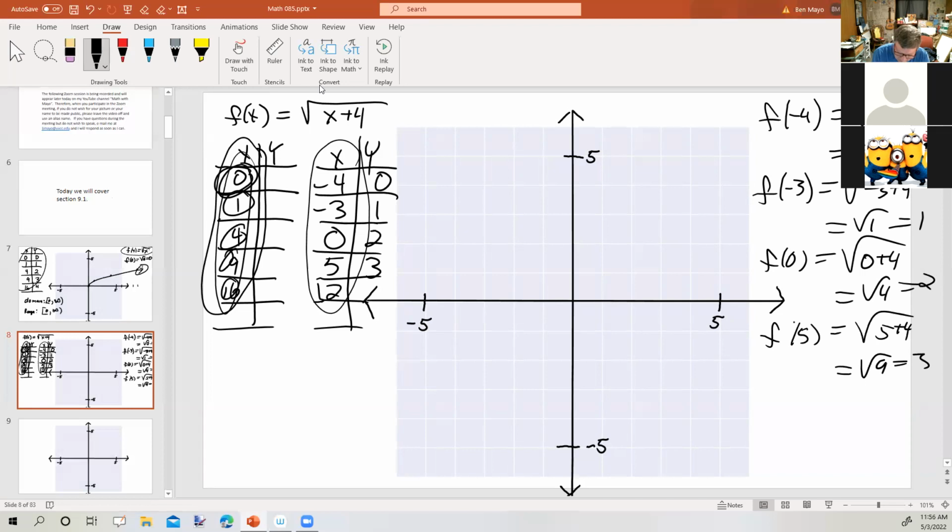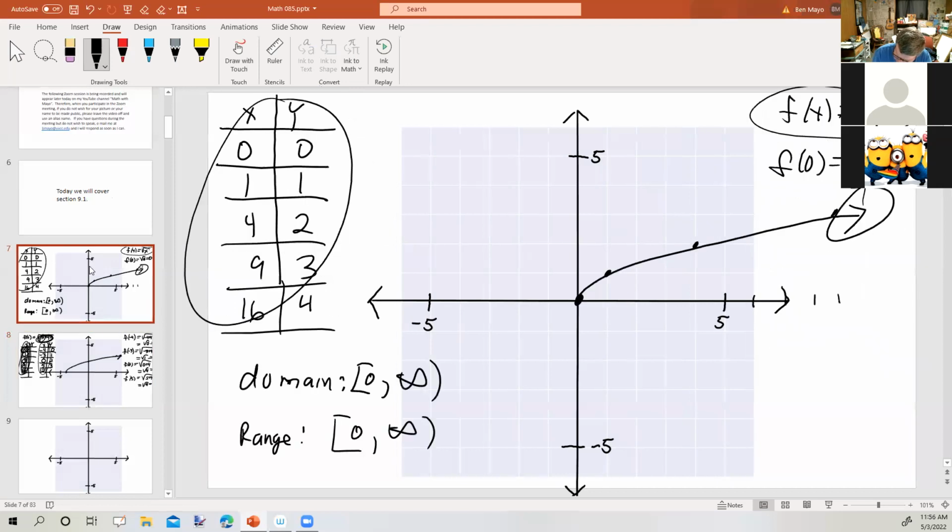So do you see, by making my x values 4 less than the perfect squares, then when I go in here and add 4, it turns them into perfect squares. Order of operations, you do what's inside the grouping symbol first. So you take whatever the x value is plus 4, and then you square root that. So what do I get? I get -4, 0, -3, 1, 0, 2, 5, 3.